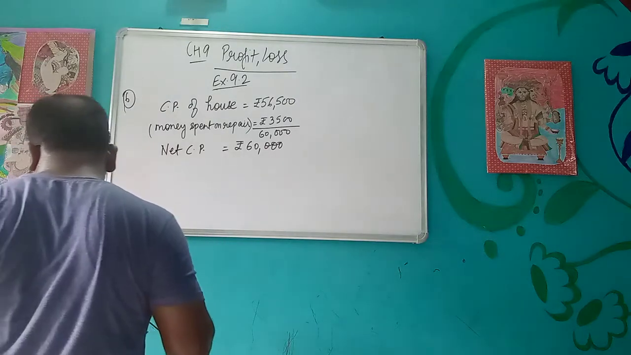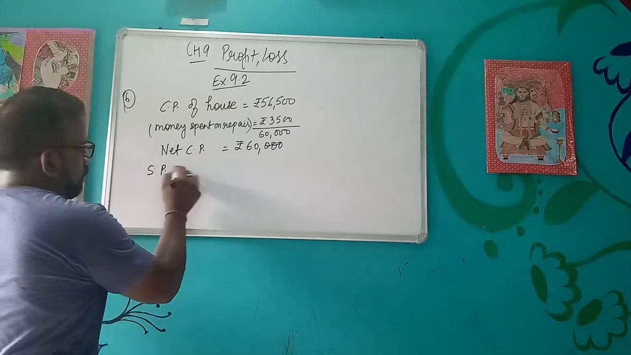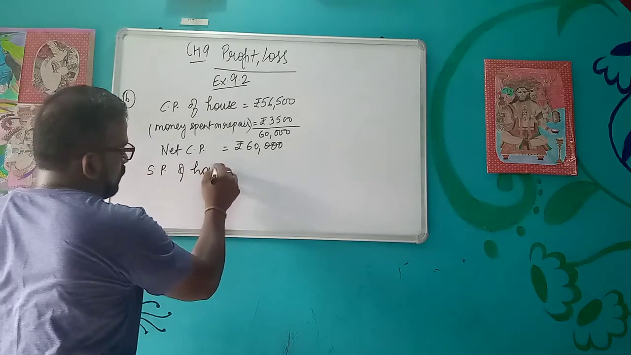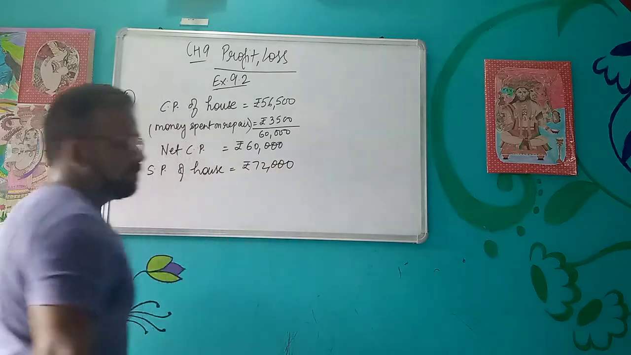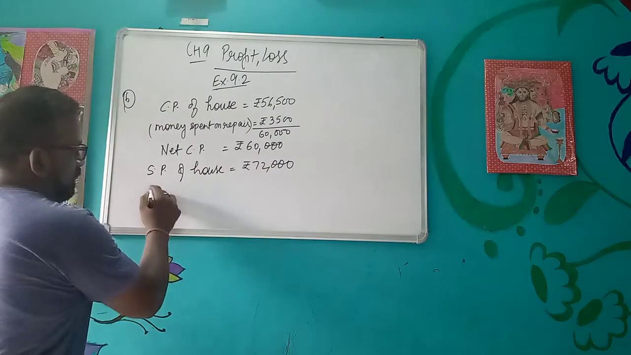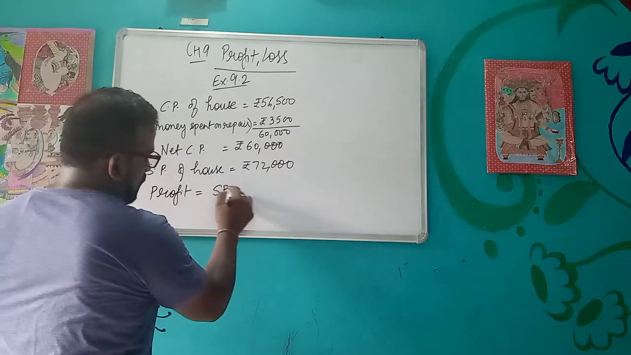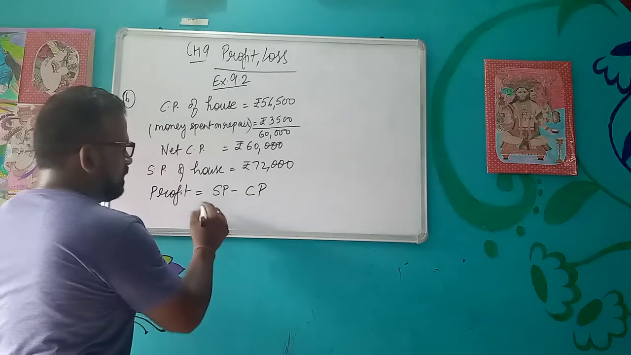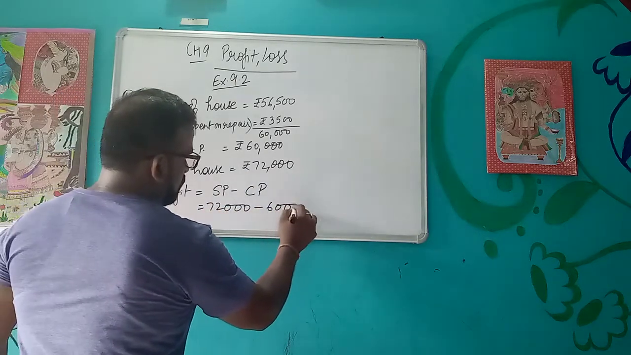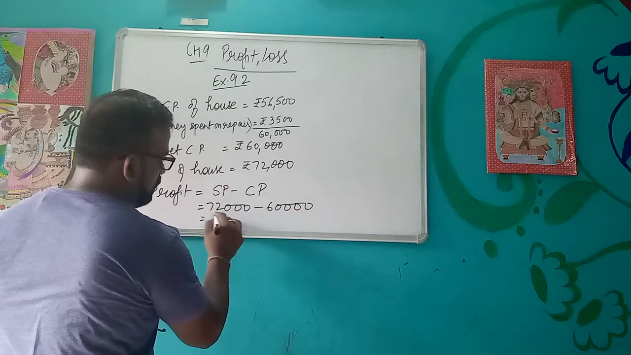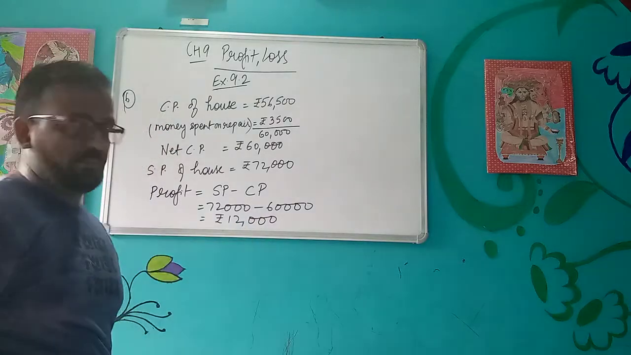Now what is given? She sold the house at 72,000. She sold the house at 72,000. So we have to calculate the profit in this. Again, profit is SP minus CP. So this is going to be the net profit, 12,000 rupees.